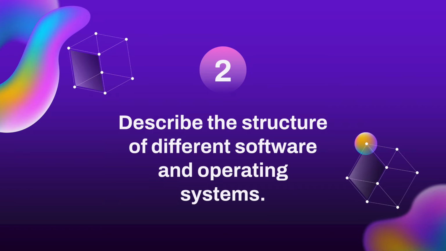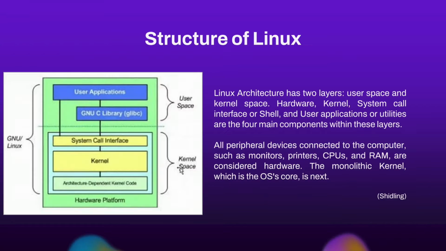Objective 2. Describe the structure of different software and operating systems. Structure of Linux. Linux architecture has two layers, user space and kernel space. Hardware, kernel, system call interface or shell, and user applications or utilities are the four main components within these layers.